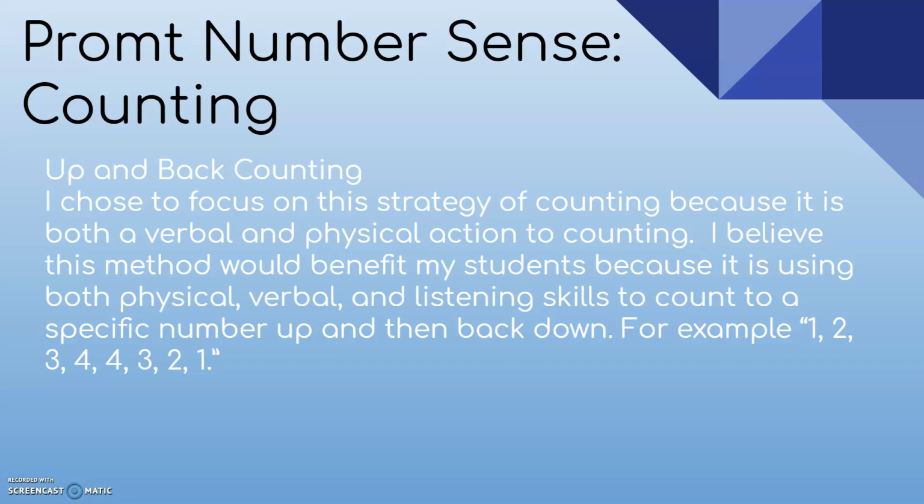You would have your students line up and stand, and as they count, if they're number 1, when number 1 is said, they would sit down. 2, 3, 4, 5, and so on, they would sit down. And then when you go back down, 5, 4, 3, 2, 1, those numbers would then stand back up.